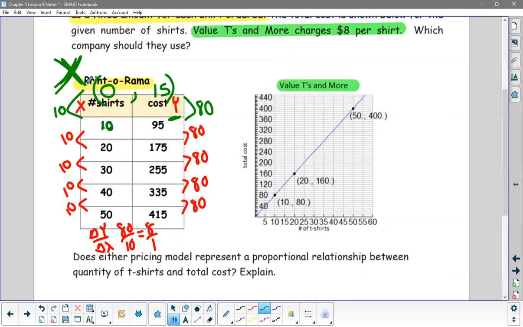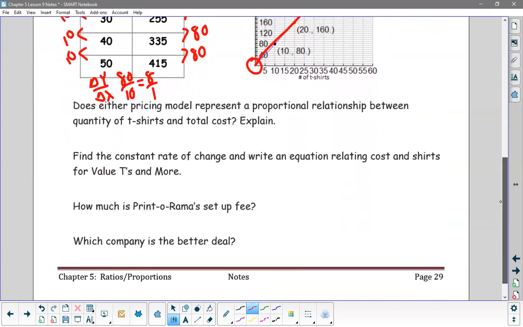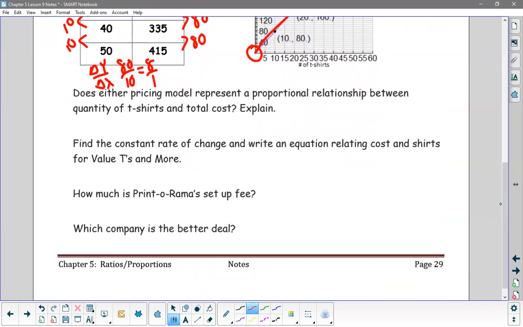All right, let's look at the other one, our graph. This one's even easier to do. You just have to ask yourself two questions. Is it a straight line? Yes. Does it go through the origin? Yes. So is this one proportional? Yeah, that one's proportional. Way easier to do the graphs. So let's answer the question and see what it says. Does either one represent a proportional relationship?